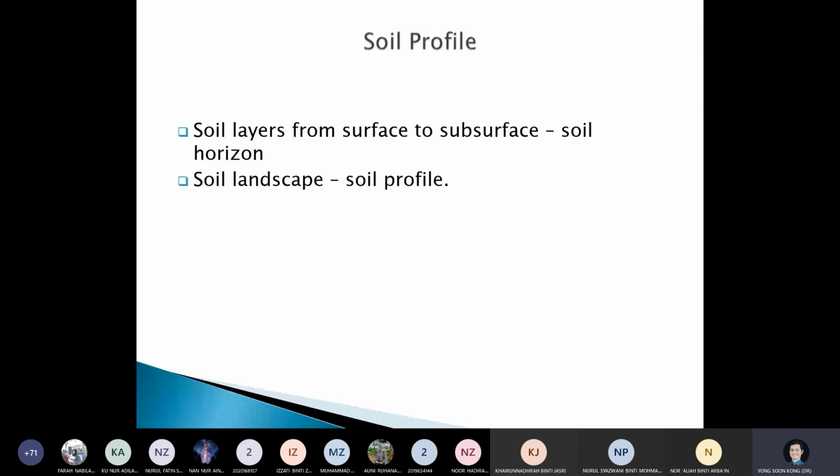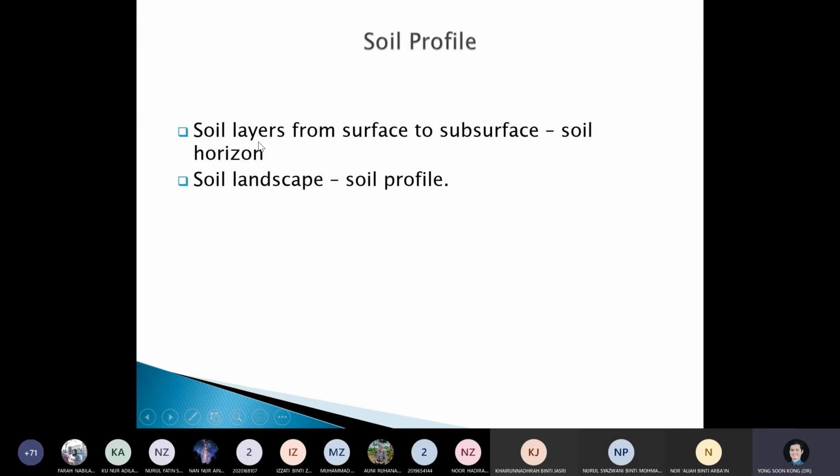Okay, soil profile. From this point onwards, I want you to pay a lot of attention, because there is a very simple reason: you will see it in your tests and exams. Soil profile. In fact, this is a must-know. You must know this whenever you learn fundamental soil science. Now, what is soil profile? Soil profile is actually what you can see: layers after layers of a soil.